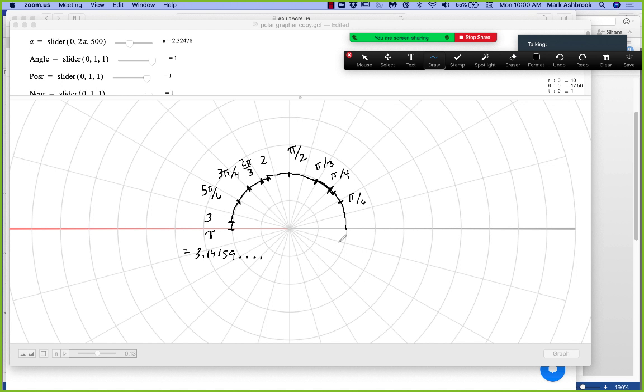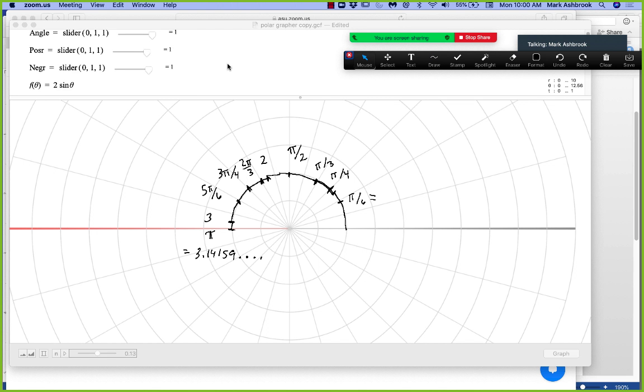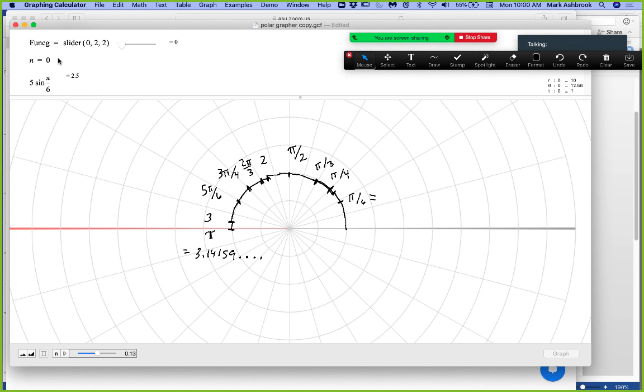Okay, but what I want to emphasize is that these angles are familiar because they're based on symmetry in the circle. But these symbols are not just labels for points on the circle. These are numbers. So for example, what is the number pi over 6? What value is it? It's close to what? 1/2. A little over 1/2. Yeah, a little over 1/2.